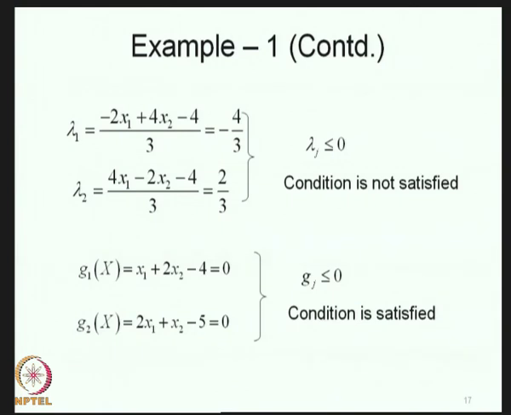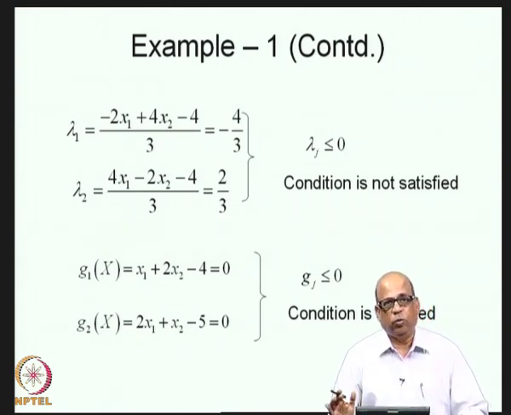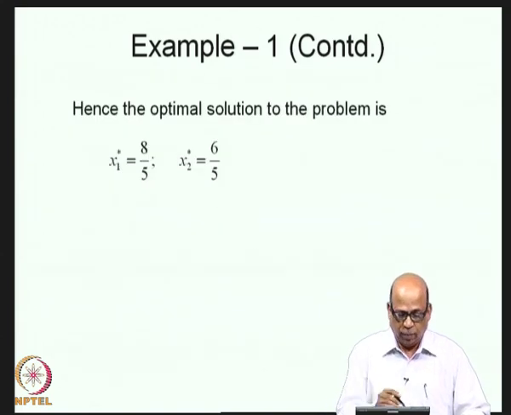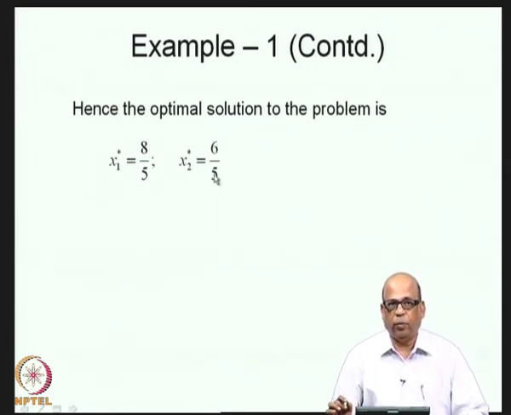So, with that we have exhausted all the solutions. Among all these 4 sets of possible solutions, we see that only one set of solutions satisfies all the conditions, and that point is x 1 star is 8 by 5 and x 2 star is 6 by 5, and that corresponds to the optimal solution.